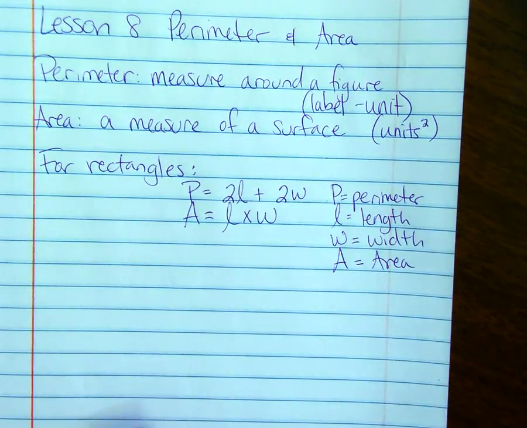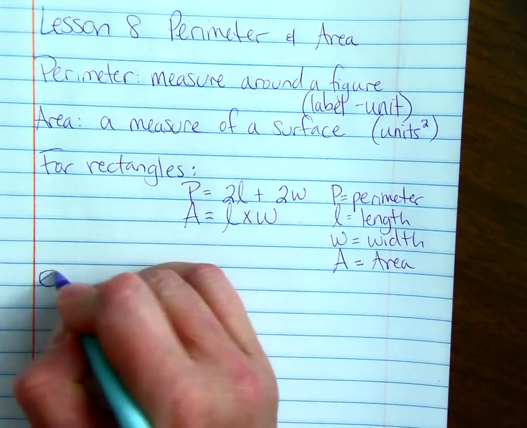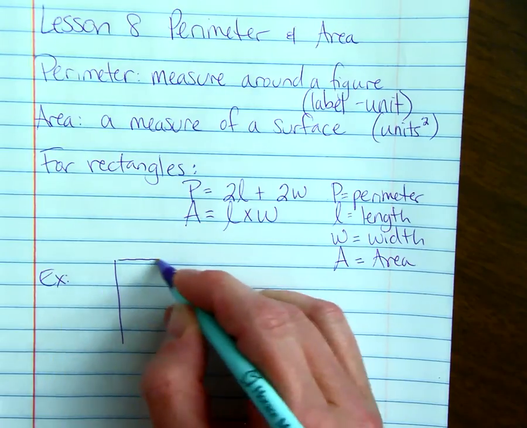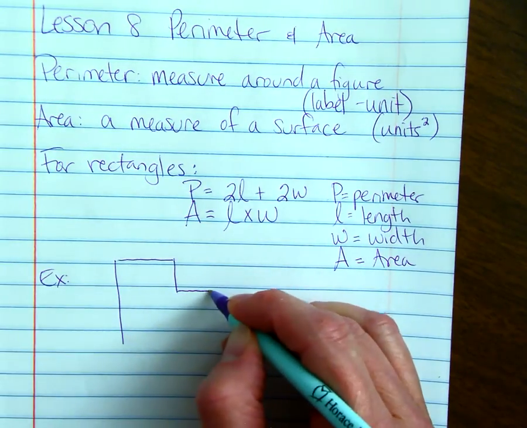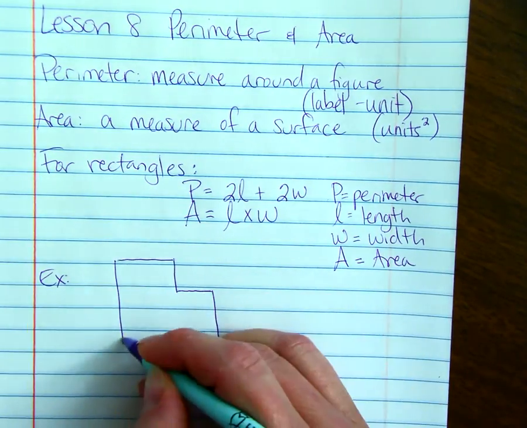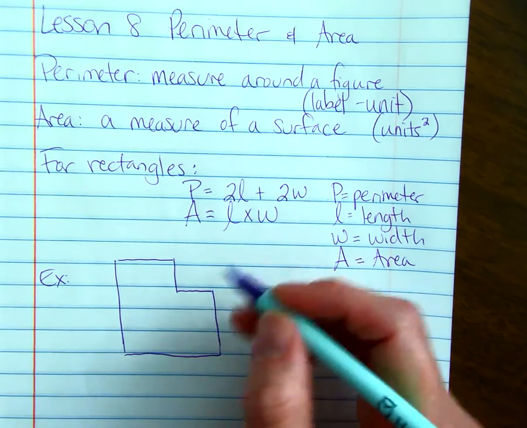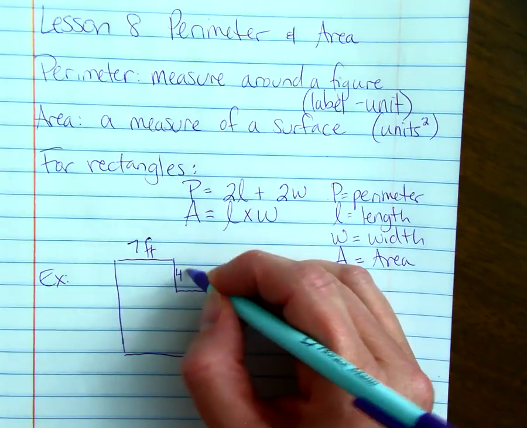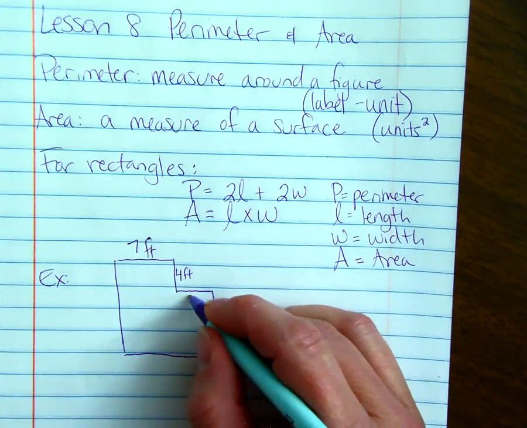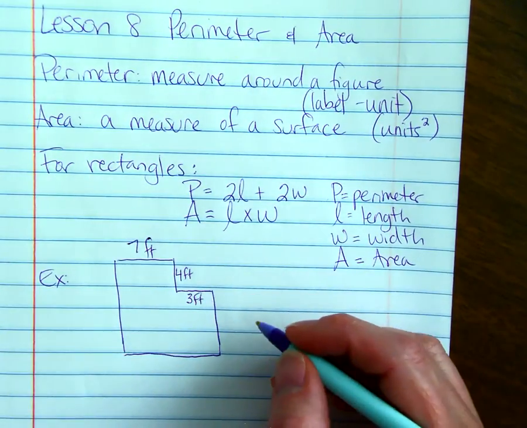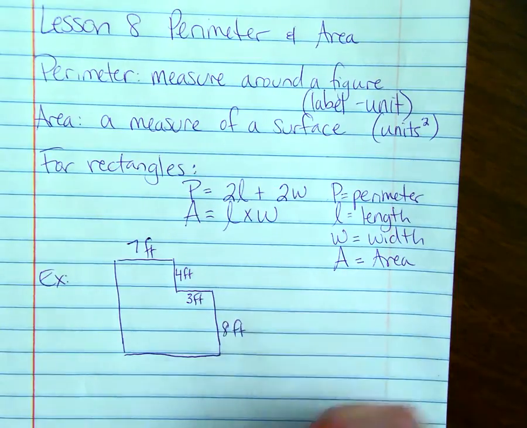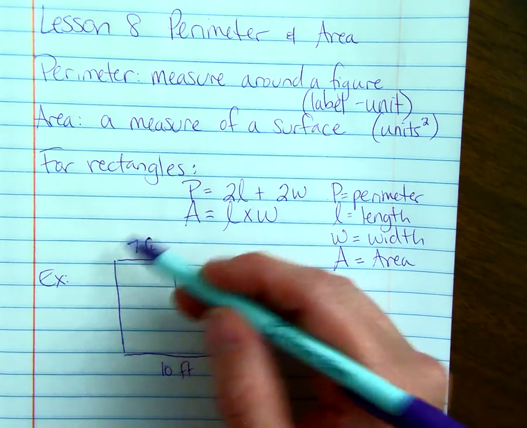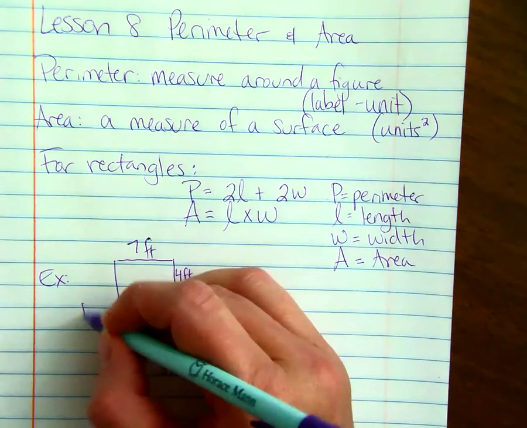So we're going to do an example. And we have to draw a picture. It's going to look a lot like the state of Utah. We're going to have 7 feet here. 4 feet going down on this side, 3 feet here, 8 feet all the way on the right. The bottom is going to be 10 feet, and the left side will be 8 plus 4, 12 feet.